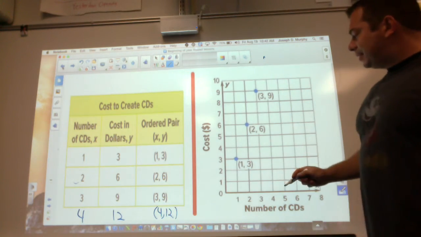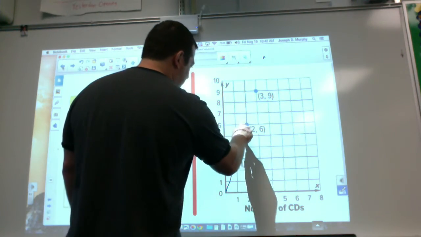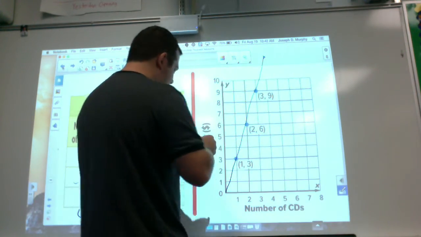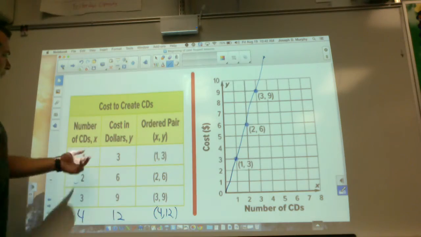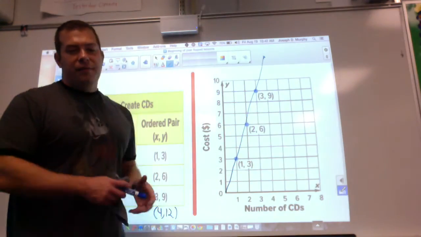And we can see that this is going at the same rate. It's following the same rate of a 3-to-1 rate, for every one CD costs $3, so it can go on and on and on forever in that straight line.